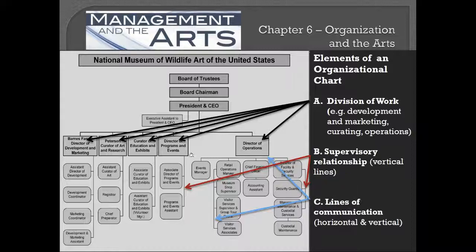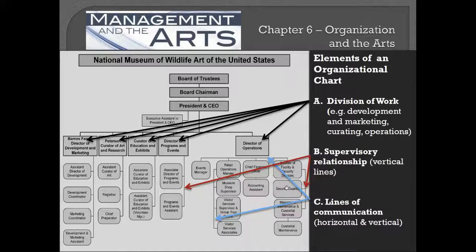Supervisory relationships are these lines, right? The vertical lines. So this person supervises all of these people. This person supervises all of these people because of the vertical lines. This one, he supervises here. That's it, right?